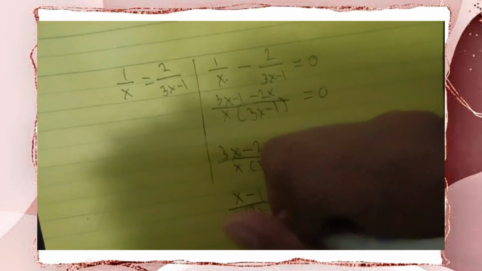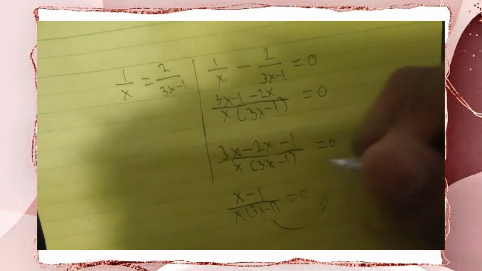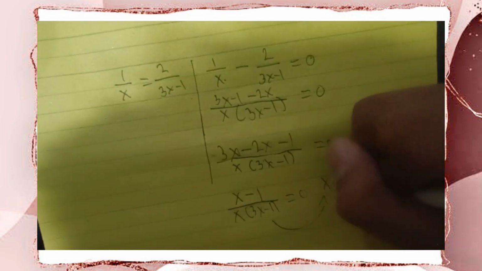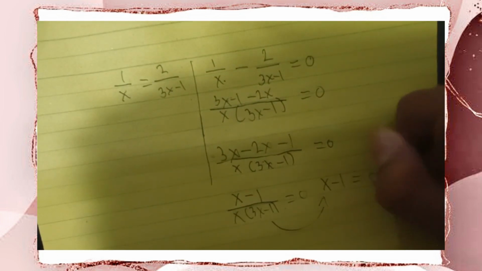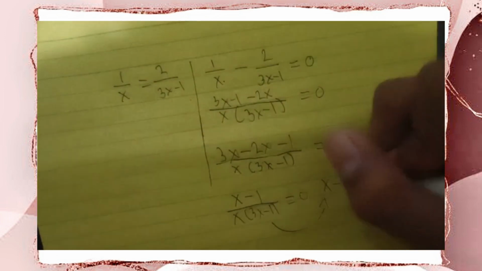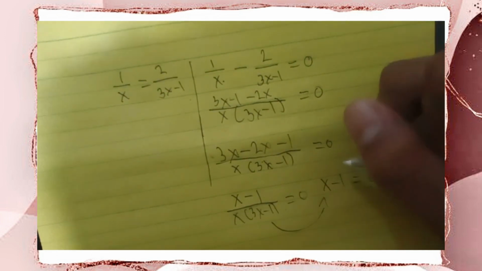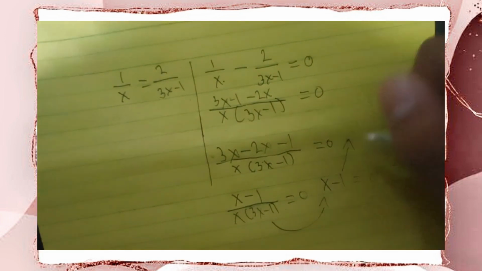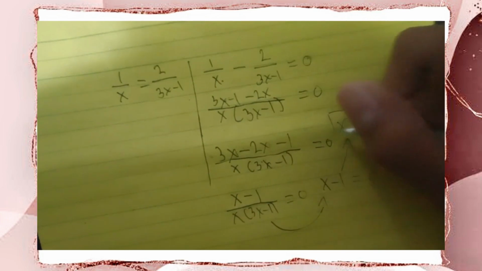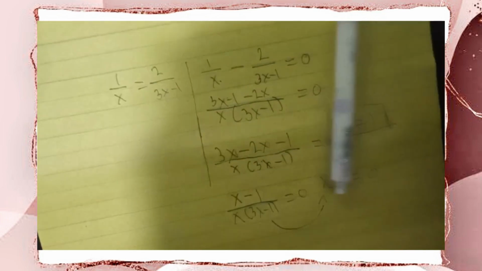So, let's just put it here. And then x minus 1 is the only thing left, and it's equal to 0. So is it our final answer? No, not yet. Because we're going to transpose it, and it will become x is equal to positive 1. And it is the same as our answer earlier, x is equal to positive 1.